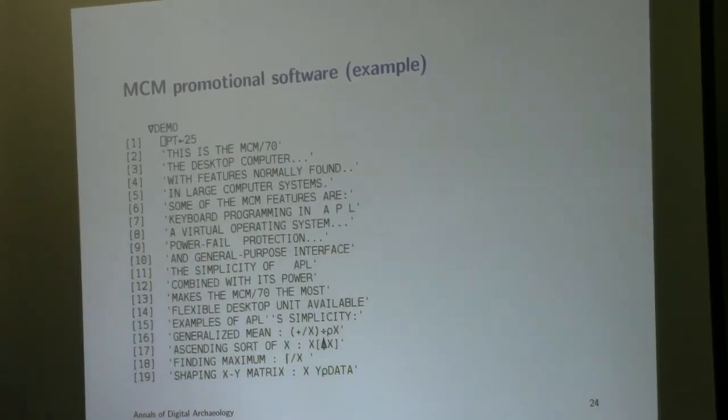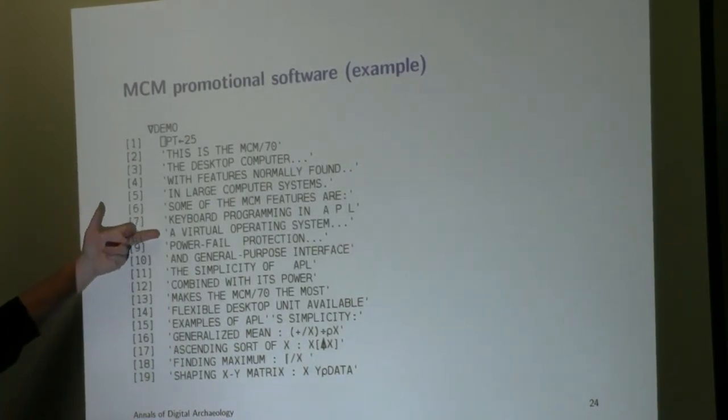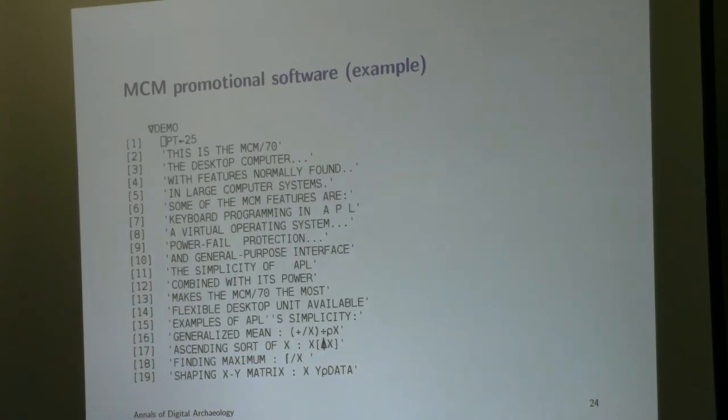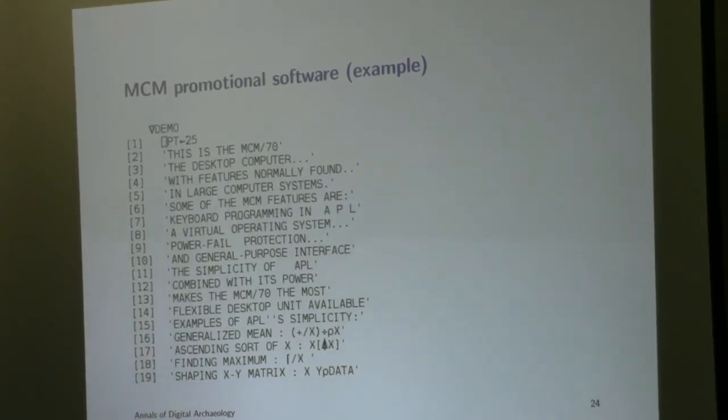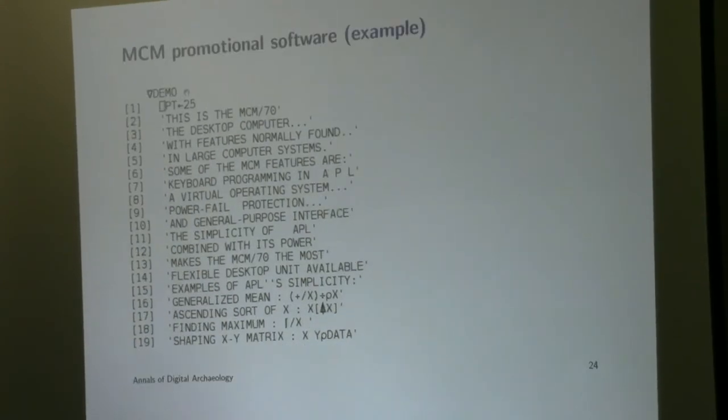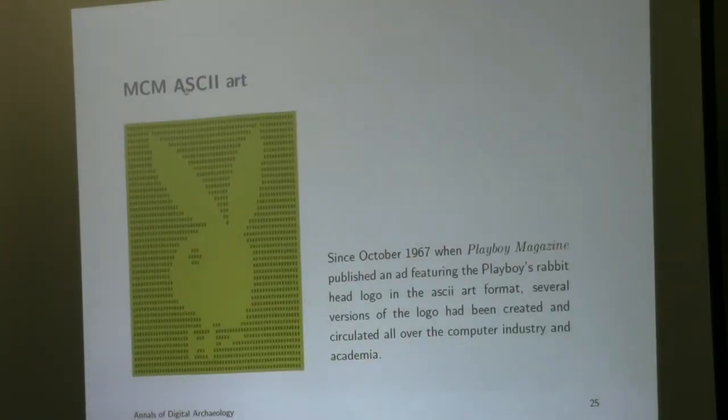This is the MCM70 desktop computer with features normally found in large computer systems. I guess you would print that out, right? You wouldn't just look at that one line at a time? You could connect MCM70 to a printer.